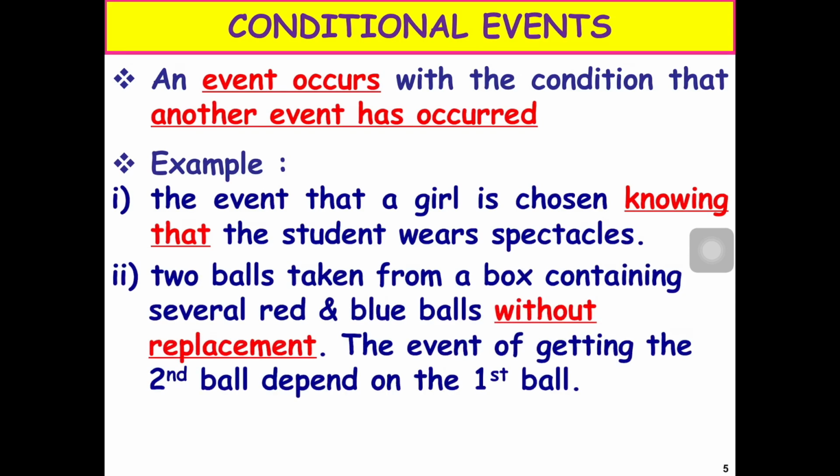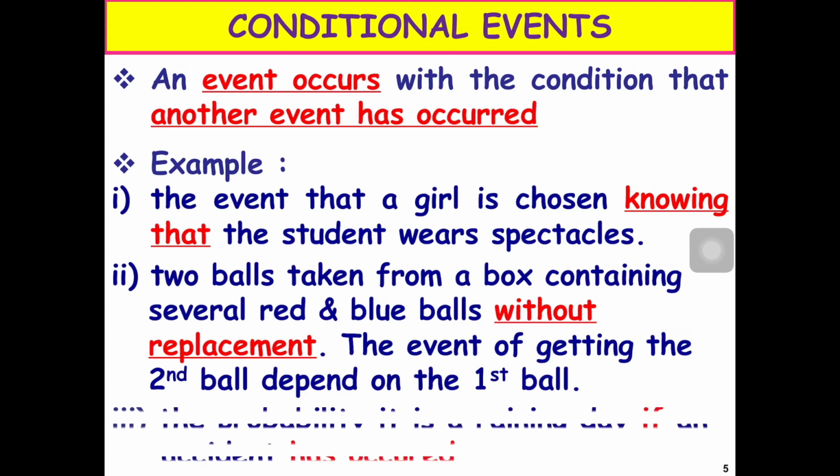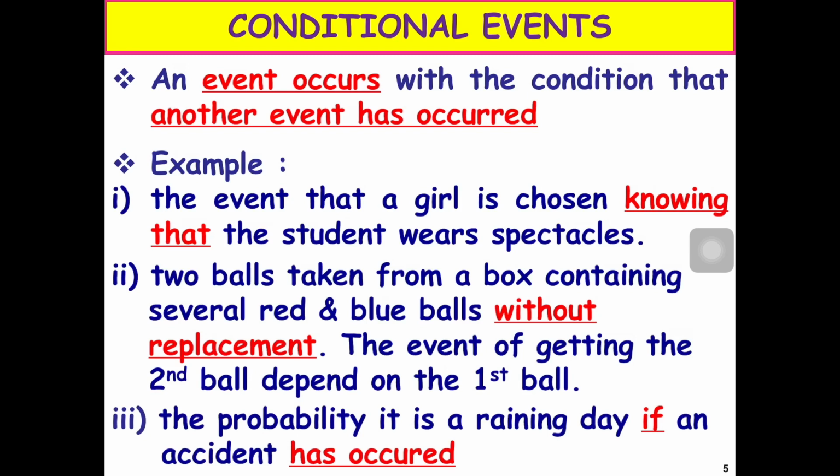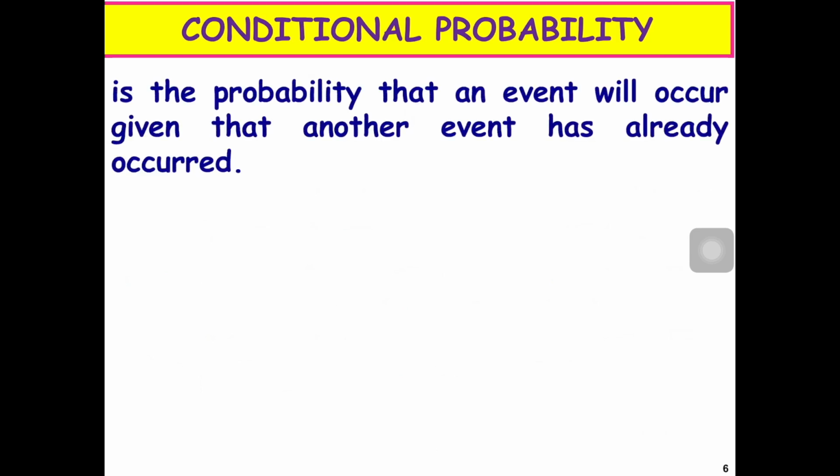Another one, two balls taken from a box containing several red and blue balls without replacement. The event of getting the second ball depends on the first ball. And the probability it is a raining day if an accident has occurred. So there are two events happening. So conditional probability is the probability that an event will occur given that another event has already occurred. That is conditional probability.